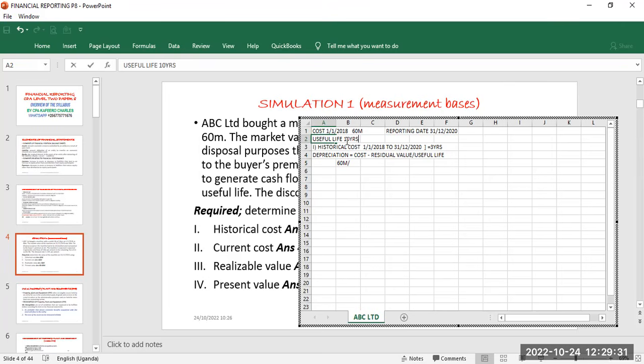It is 10 years. So when you get this, we divide by 10. Meaning, the depreciation we are going to be getting here is for only 1 year. But remember, we want for 3 years. So it will be this very figure multiplied by 3. These are the 3 years.